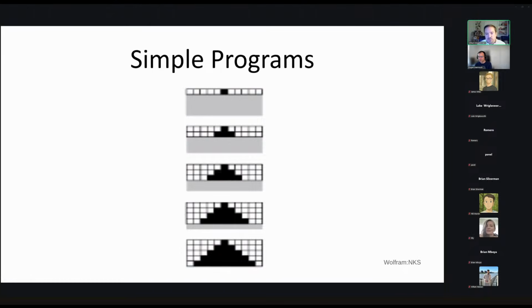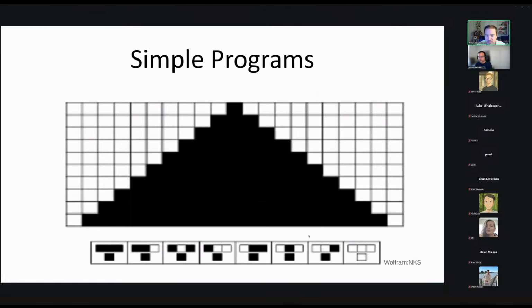So let's review the idea of the simple program. We have a one-dimensional world in this case that lives on graph paper. And what we want to do is think of time as going down in this case. And we want to think of the evolution of this one-dimensional pattern as it unfolds. And in this case, it's like that simple crystal is just going to grow a triangle.